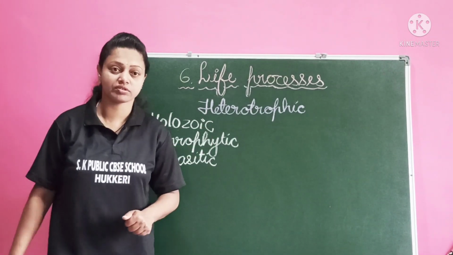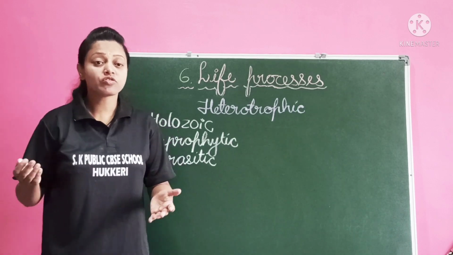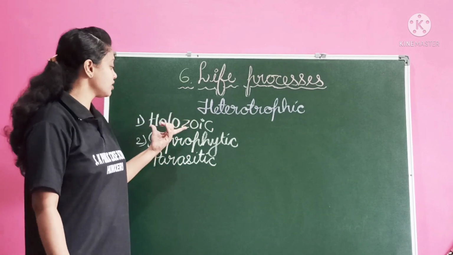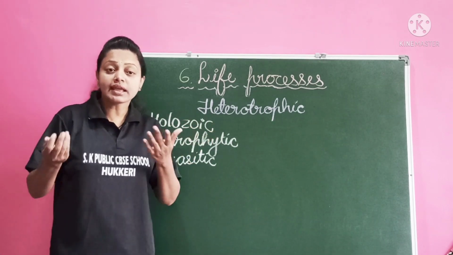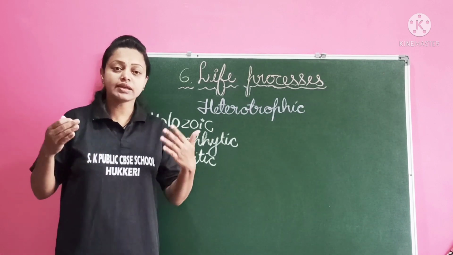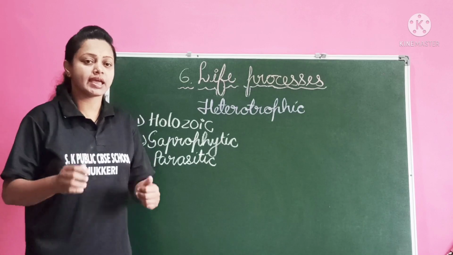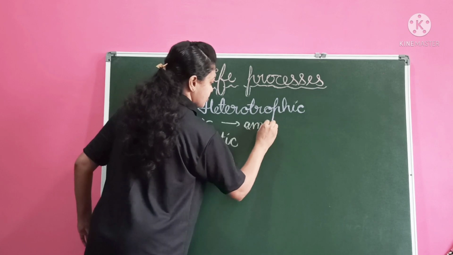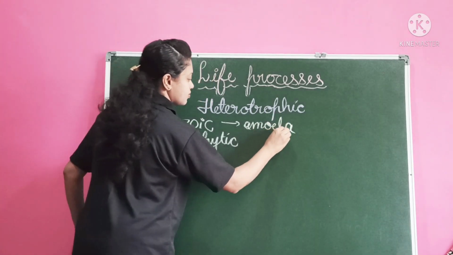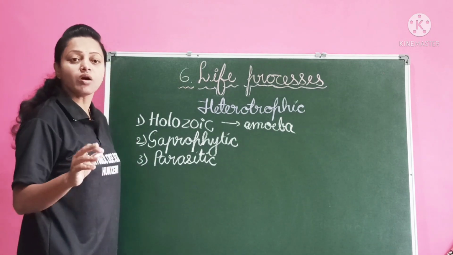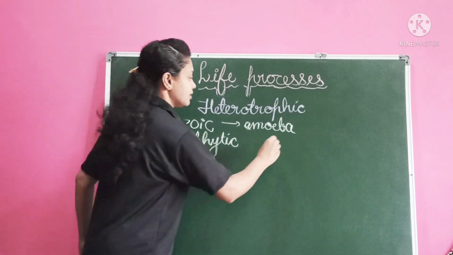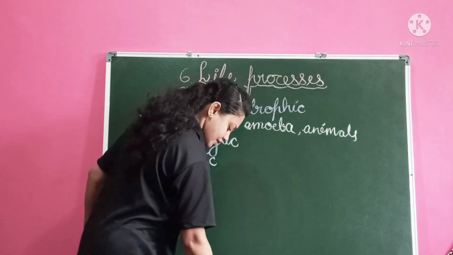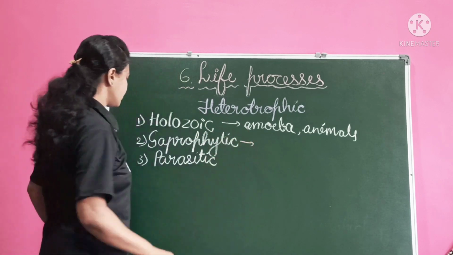What is holozoic nutrition? Here, animals take in solid food and break it down inside the body. Holozoic nutrition is nothing but animals taking solid food and breaking it down inside their body. The example is amoeba and other animals. These are examples of holozoic nutrition.